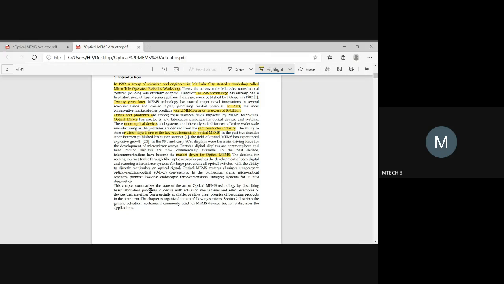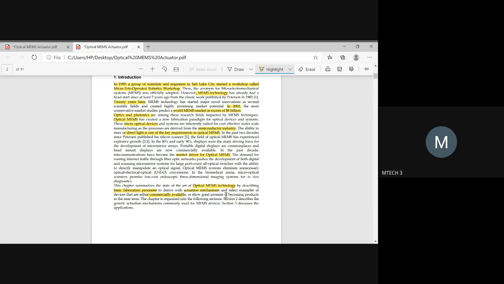This paper basically summarizes the state of the art of optical MEMS technology. It will describe the fabrication process involved to make any optical-based MEMS device. Here the mechanism plays a vital role. They have also derived an actuation mechanism for optical MEMS devices. These are available commercially also now.